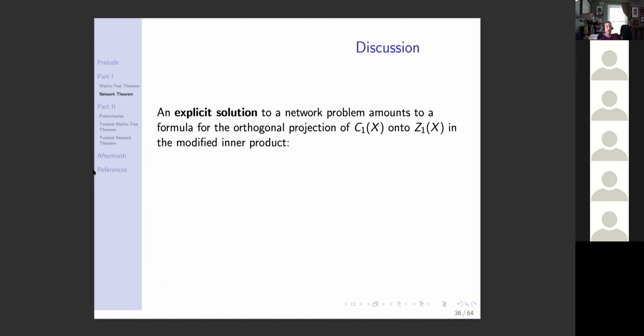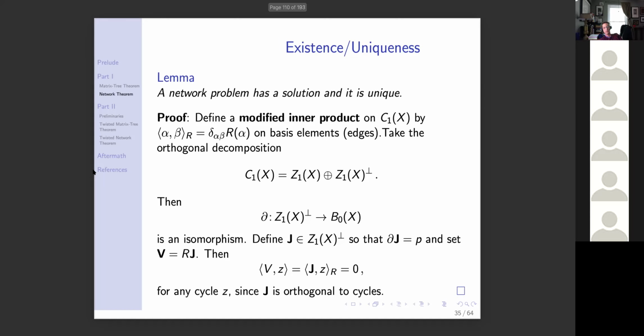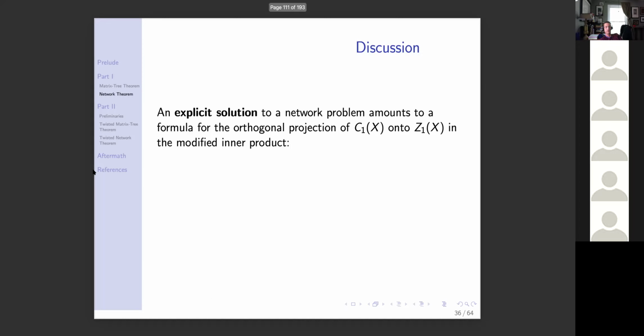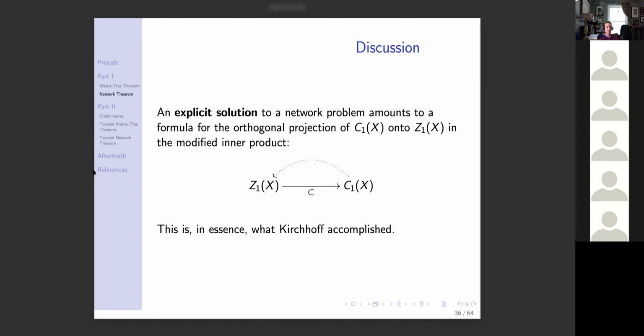But really what we want is an explicit solution. So how do we get an explicit solution? Well, we have the orthogonal decomposition. So what we need to do is find an explicit formula for the orthogonal projection of the one chains onto the one cycles in this modified inner product. So the one cycles are a subspace of the one chains, and we have to project back, and we have to find a formula for that. Okay, so that's what we have to do. Okay. So this is in essence what Kirchhoff actually accomplished.